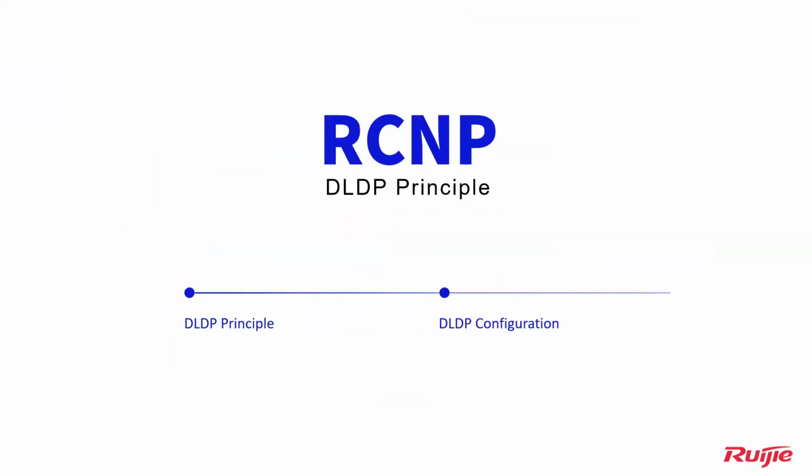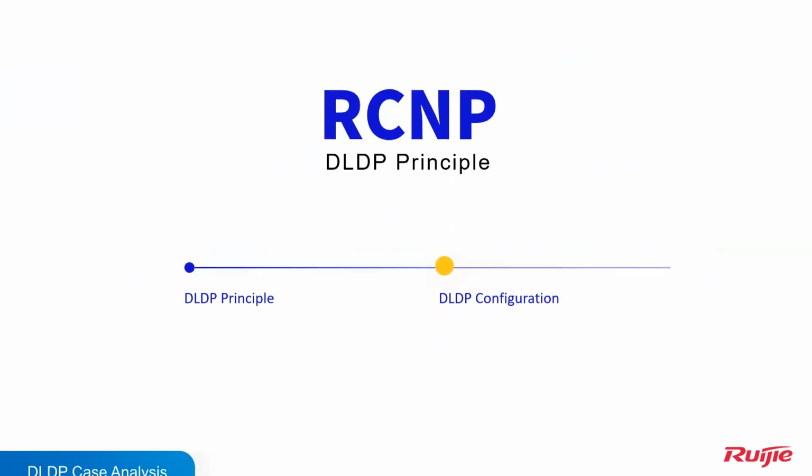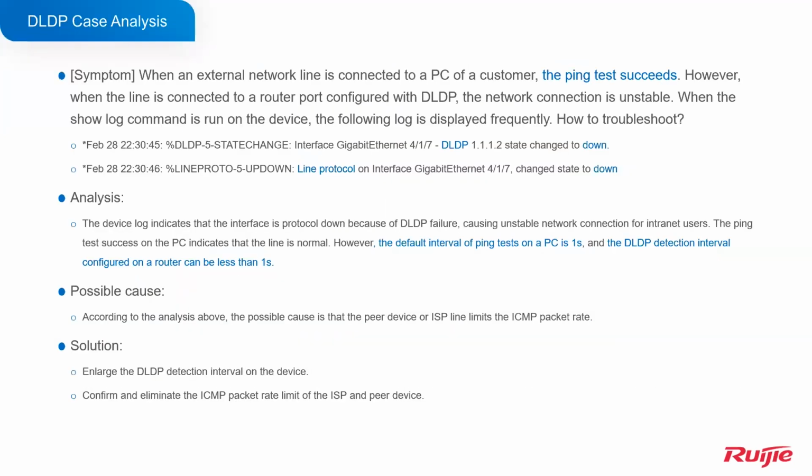And then let's see the configuration of DLDP. Here is a case, and it shows us some problems we could face when we use DLDP. You can see here, when an external network line is connected to a PC of a customer, the ping test succeeds. So from here, you know that if the ping test succeeds, it means the connectivity is okay, right? However, when the link is connected to a router configured with DLDP, the network connection is unstable.